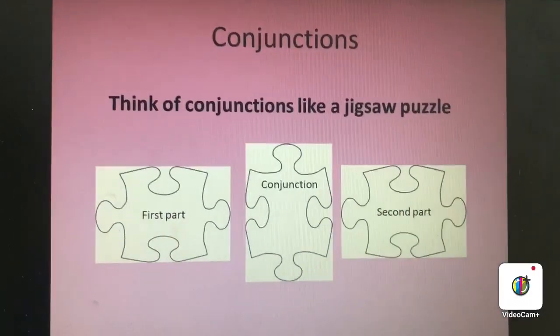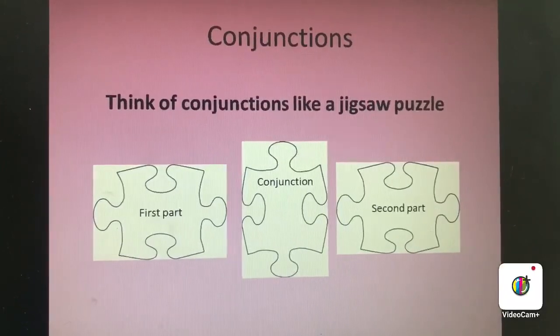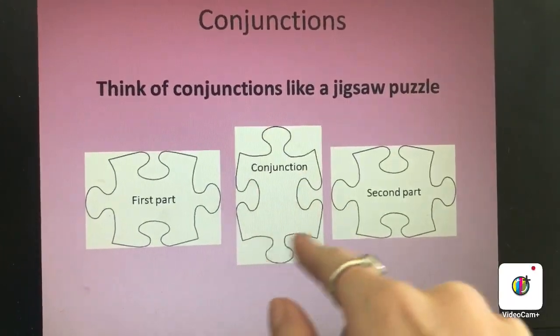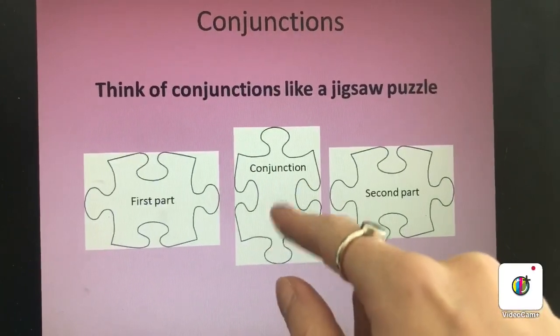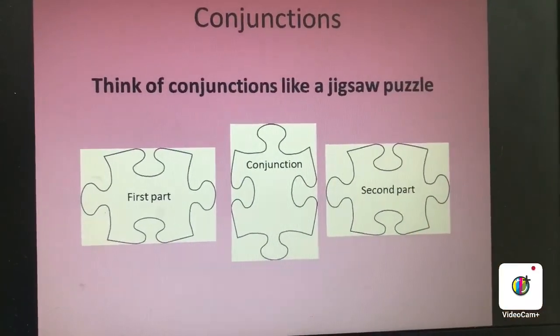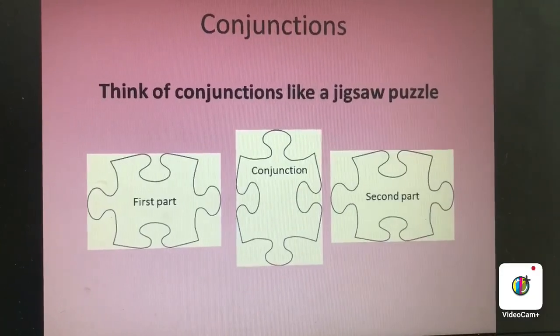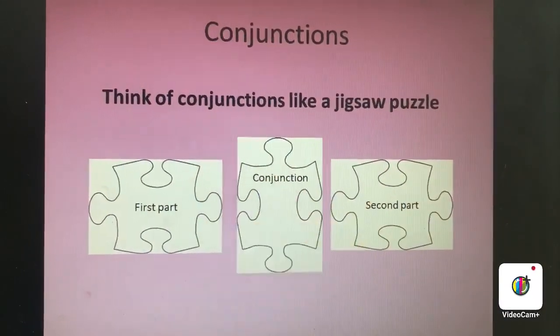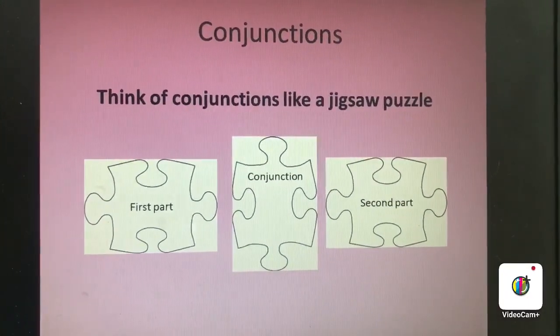My first part would be my first sentence or my first word. Then I use a conjunction in the middle. And then my second part would be my second sentence or my second word. The conjunction goes in the middle and links the two together, exactly like a jigsaw piece.